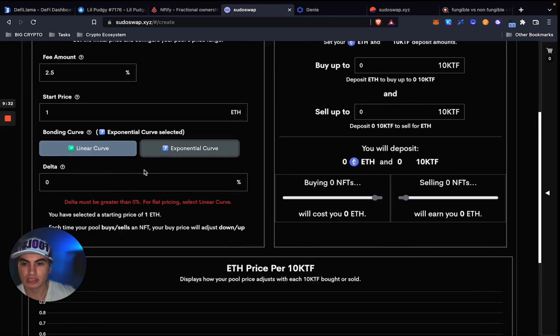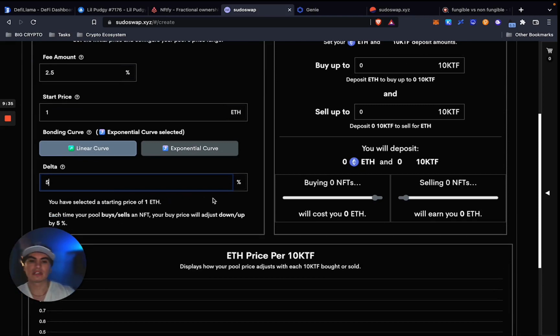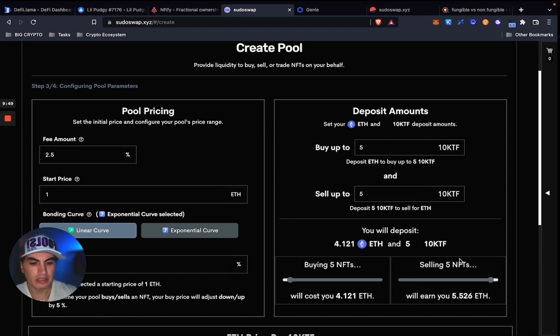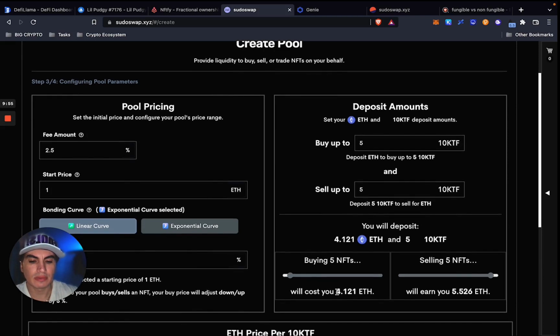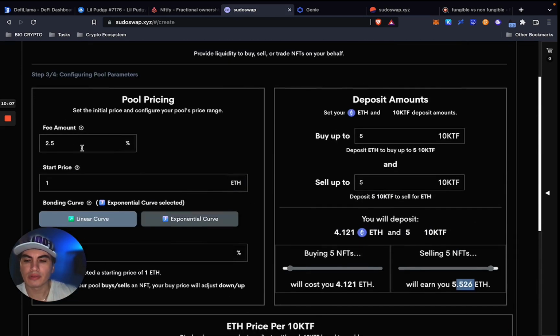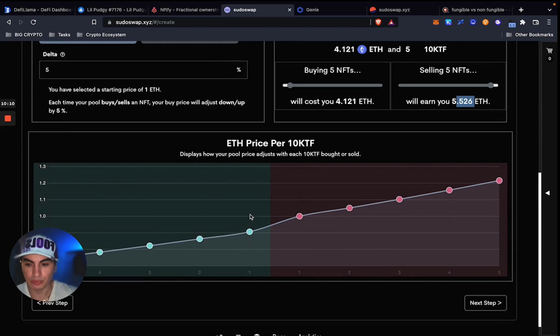We're going to do an exponential curve, like I mentioned before. The fees are only going to be 5%, right? And here it tells you how much you would buy up to and how much you would sell up to. So let's say we're going to buy 5 ETH and we're going to sell up to 5 ETH. You will see the difference between them. Buying up to 5 of them is going to cost a user 4.121. Selling them is going to cost about 5.256. And remember, each time somebody buys or sells, 2.5% of the fees go directly to you, because you provided both NFTs and liquidity at the same time.